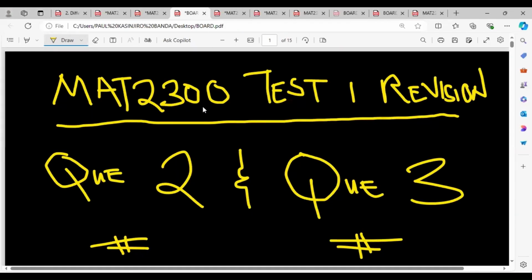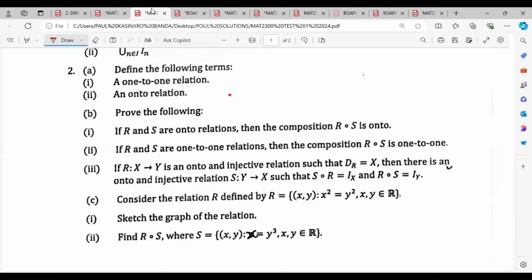Okay, so we just want to revise question 2 and question 3 of Math 2300 test 1. This is real analysis. So we want to revise question 2 and question 3. Okay, so let's get into it. Question 2 is here.